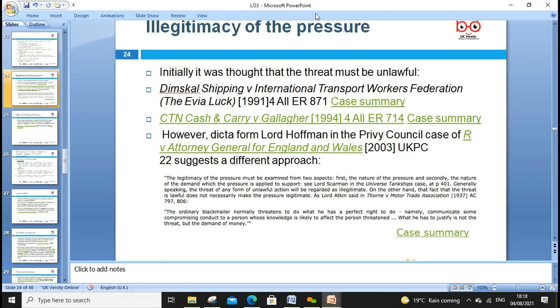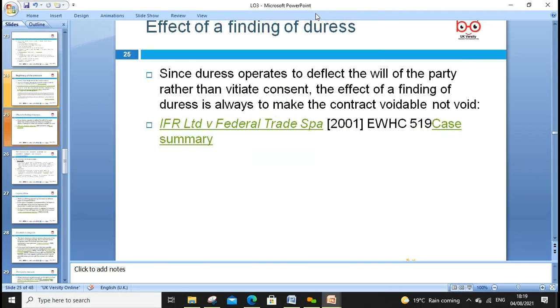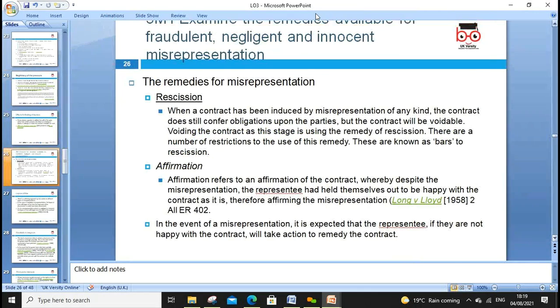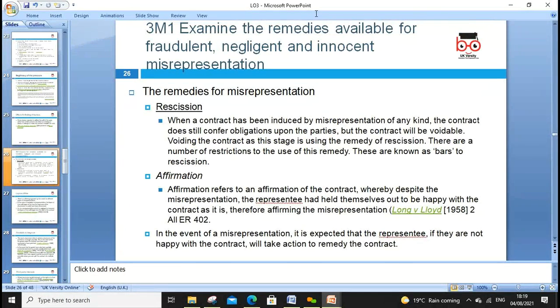So we need to look around these laws and case laws that we can include when we write the assignment, such as the effect of finding duress. Okay, any question? No. Okay, then we have the merit criteria.